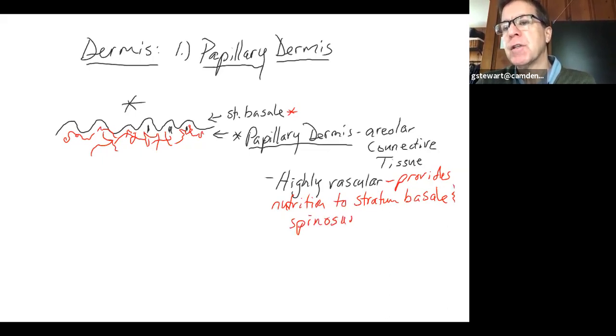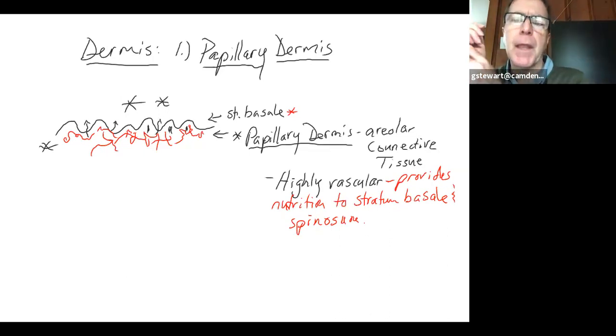How it provides nutrition: blood vessels always bring oxygen and nutrients to an area in the body. And because there are no direct blood vessels up in the epidermis, these blood vessels down here are close enough that things can diffuse out of them up into these base layers of the epidermis. So that's how cells like the stem cells and the melanocytes get their nutrition from the blood vessels in the papillary dermis. That's a major function, to help supply nutrition to the deep layers of the epidermis.